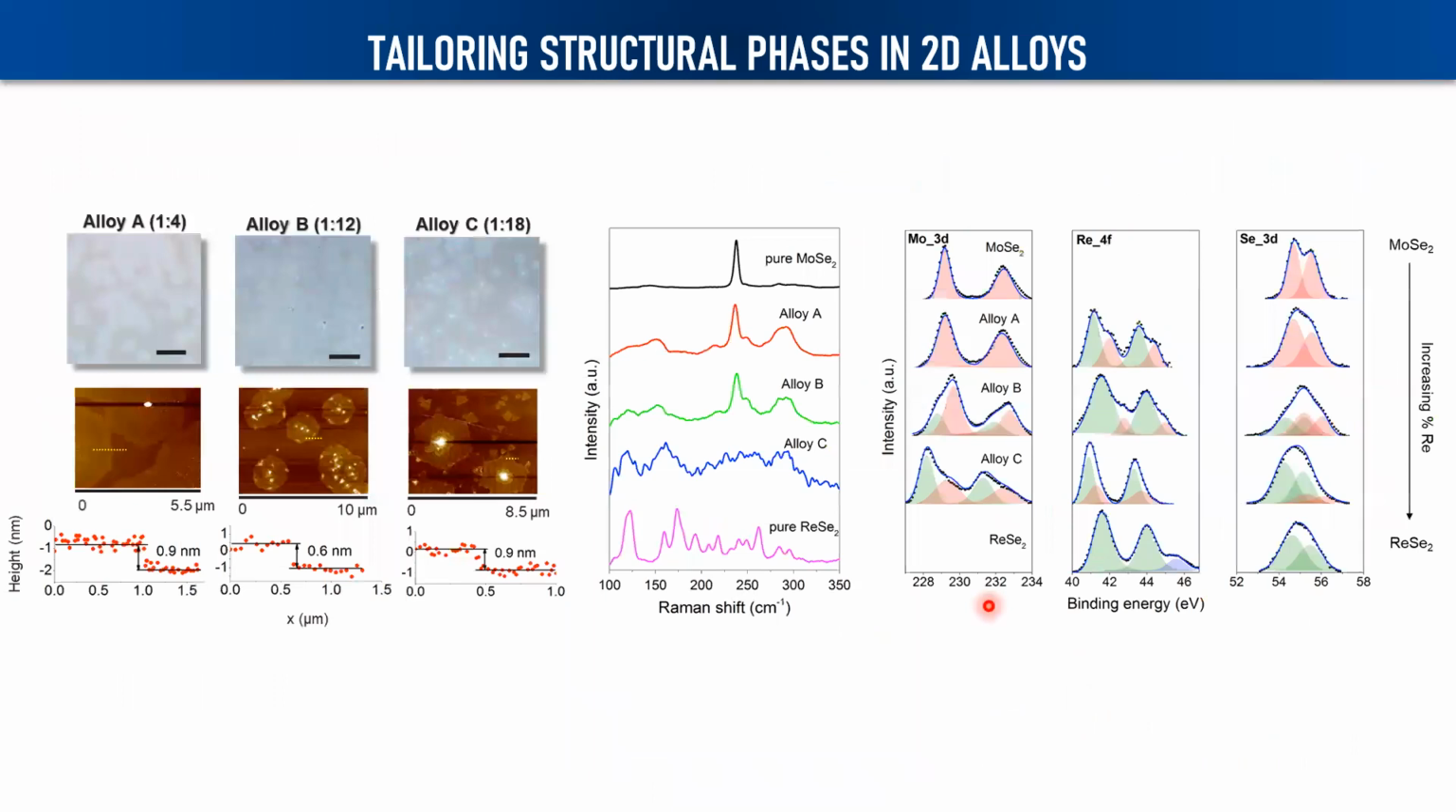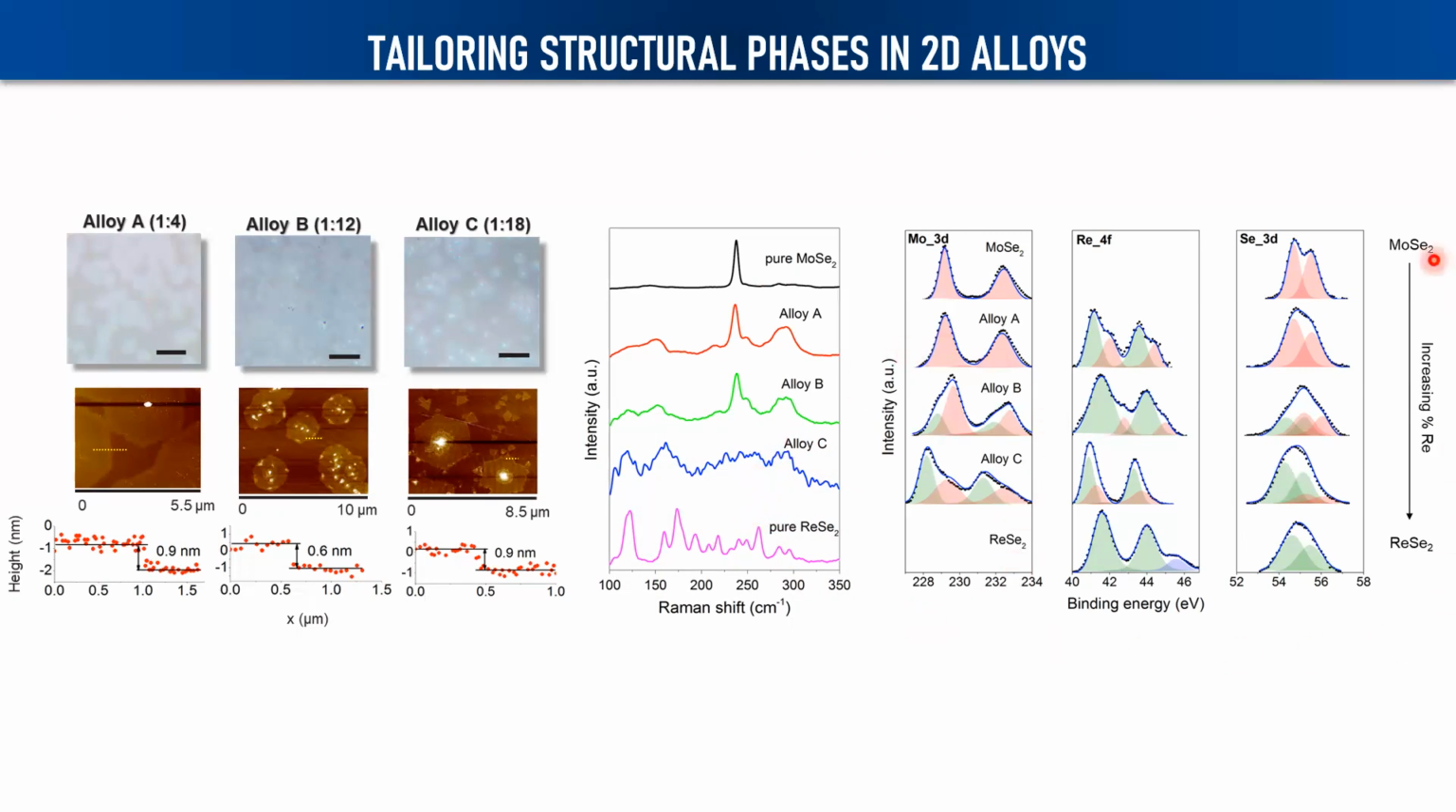And so these are some of the optical images and the AFM images of the alloyed or rhenium doped MoSe2 systems, which we had grown on sapphire substrate. And these are the Raman spectra of that. You can see that as you increase the amount of rhenium, there is a clear change in the Raman spectrum, going from the MoSe2 spectrum to that of the ReSe2 spectrum, where additional peaks are becoming visible.